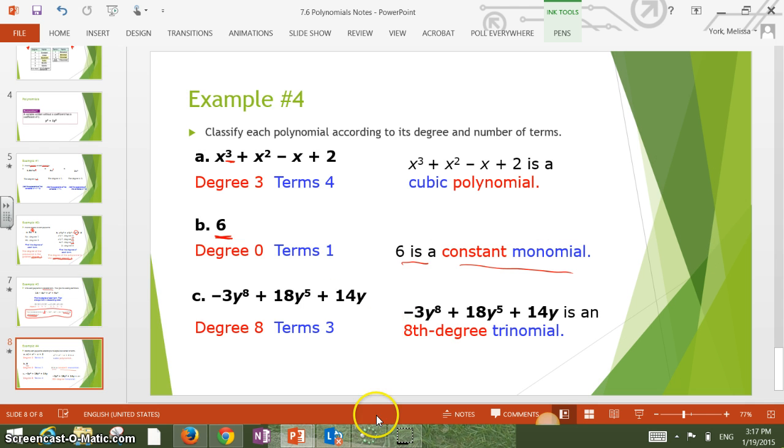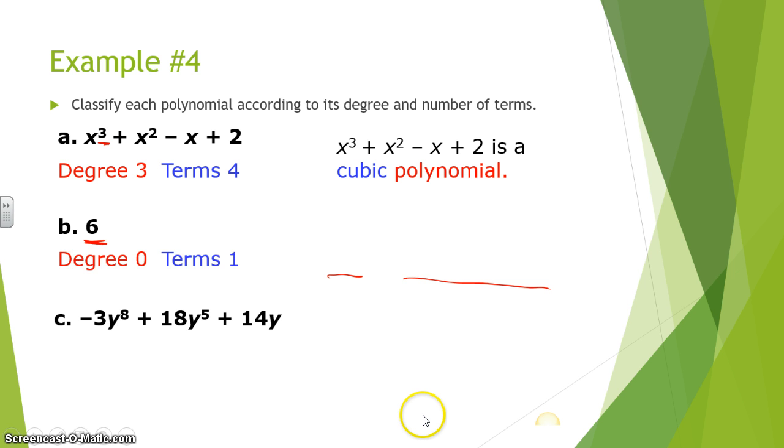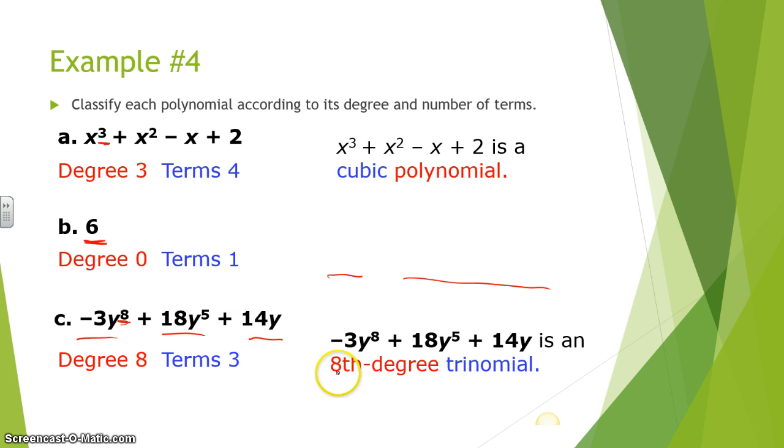I apologize about that interruption while solving for C here. But as I was mentioning, we had negative 3y to the 8th plus 18y to the 5th plus 14y. We have three different terms here. The greatest degree is 8, so we call this degree 8, three terms. So the name of this is going to be the 8th degree trinomial. And that would be your final answer here for C.